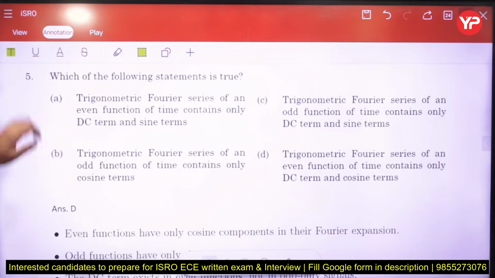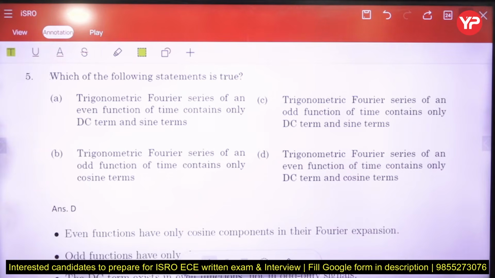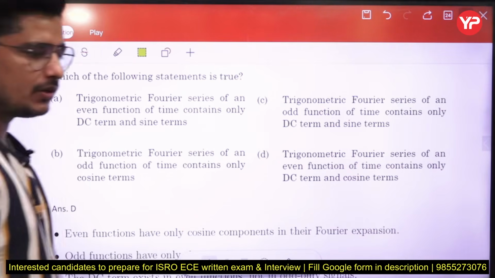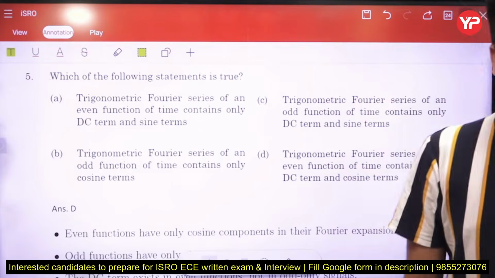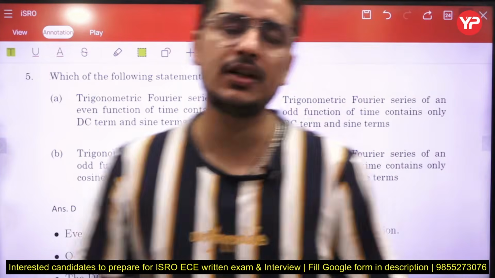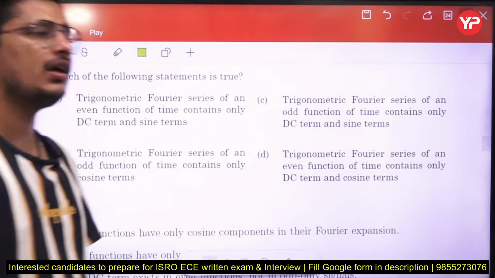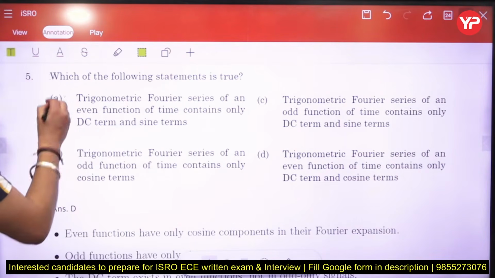Which of the statements is true? Trigonometric Fourier series of an even function of time contains only DC term and sine term. Whenever we talk about the trigonometric Fourier series of an even function, it will contain the DC term as well as cosine terms. And whenever you have an odd function, it contains only sine terms, right? So option A is not correct.